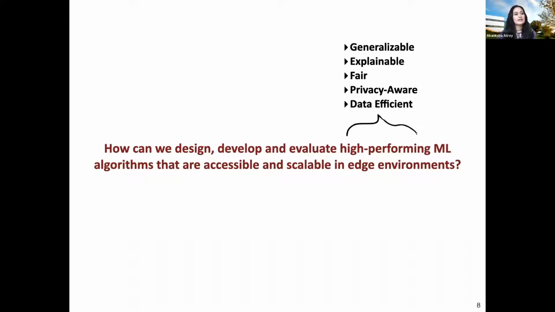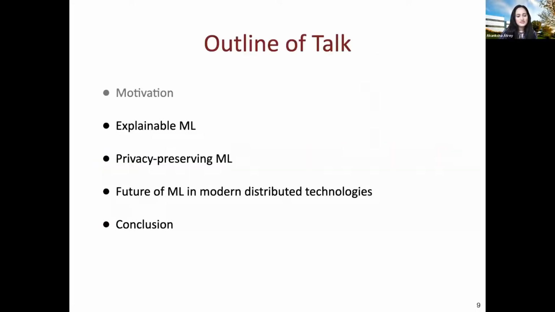My work seeks to make machine learning more available, usable, and scalable for applications in edge systems such as IoT devices. So for the rest of the talk, I'll be talking about two aspects of high-performing machine learning: explainable ML and privacy-preserving ML. Then I'll conclude the talk with a little bit on the future of ML and modern distributed technologies, and a conclusion. So let's talk about explainable ML.